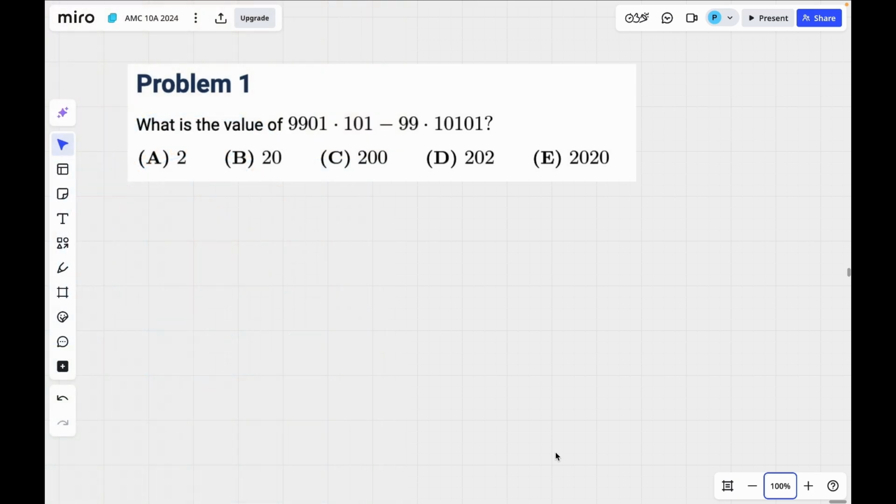Alright, so let's begin with problem 1 in the AMC 10A 2024. So here it says, what is the value of 9,901 times 101 minus 99 times 10,101? One way you could do it is to use the distributive property to rewrite it in terms of powers of 10, like 1,000 or 10,000, which would make the computations easier. But I think that probably just bashing it out would be faster, so that's what we're going to do.